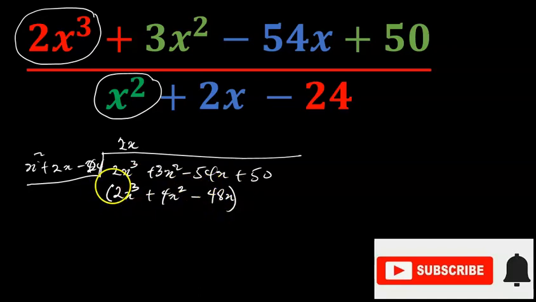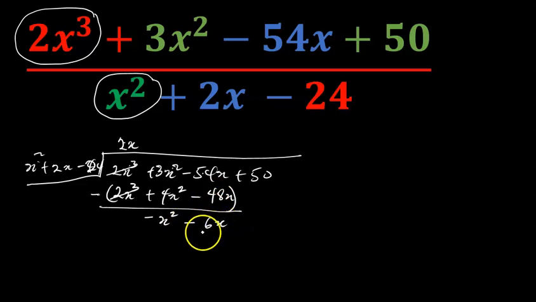The next thing is for us to subtract this from what we have up here. So 2x raised to power 3 minus 2x raised to power 3 becomes 0. Now 3x squared minus 4x squared, I'll be left with minus x squared. Minus 54x minus minus 48x becomes minus 6x.